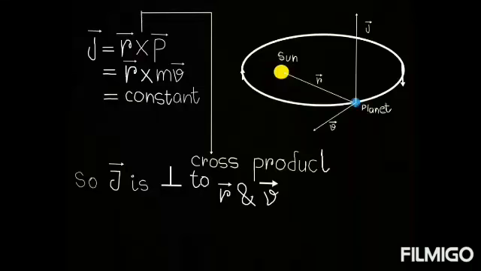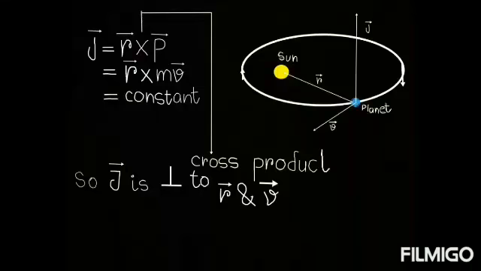r is the radius vector, as I told, of the planet with respect to the Sun, and v is its velocity. m though is constant, the mass of the planet cannot change. Since both r and v are always perpendicular to J, you can see that J is equal to r cross mv, a cross product. So r and v are always perpendicular to J.